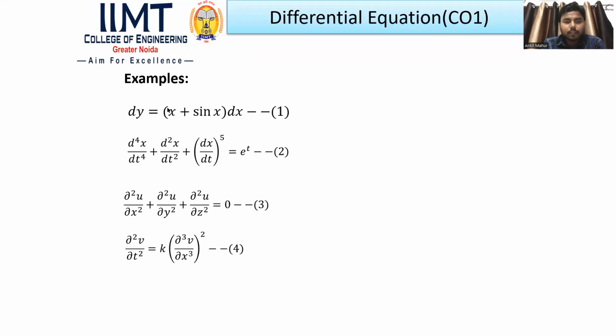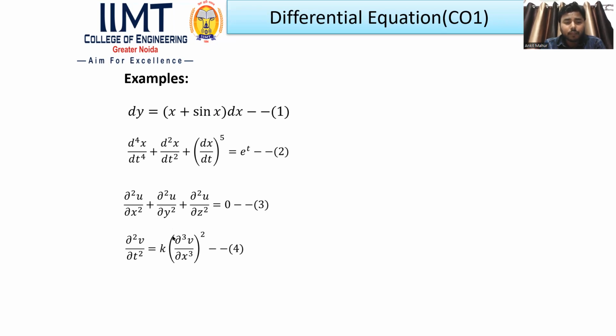Some examples: dy = (x + sin x) dx. This is an example of an ordinary differential equation. Again, an example: d^4x/dt^4 + d^2x/dt^2 + (dx/dt)^5 = e^t. This is also an example of an ordinary differential equation.